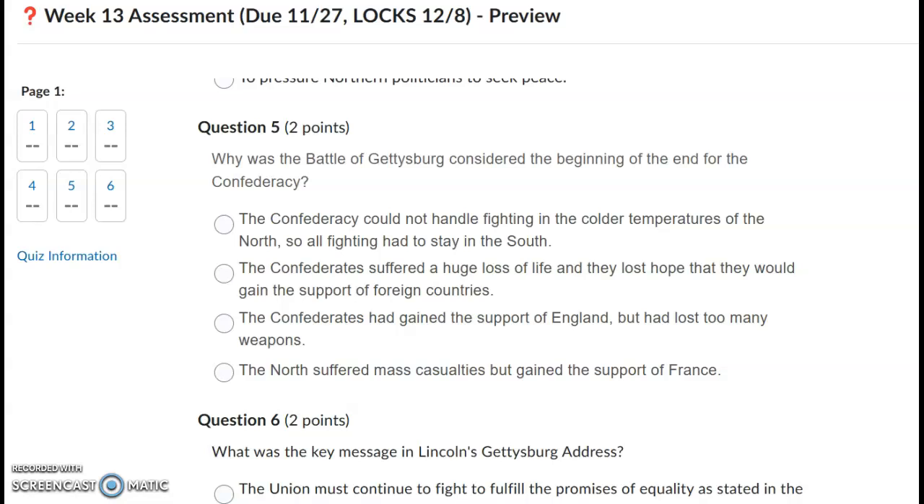Why was the Battle of Gettysburg considered the beginning of the end for the Confederacy? The Confederacy could not handle fighting in the colder temperatures of the North, so all fighting had to stay in the South. The Confederates suffered a huge loss of life, and they lost hope that they would gain the support of foreign countries. The Confederates had gained the support of England, but had lost too many weapons. The North suffered mass casualties, but gained the support of France.